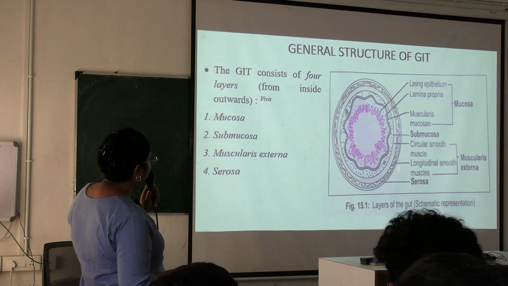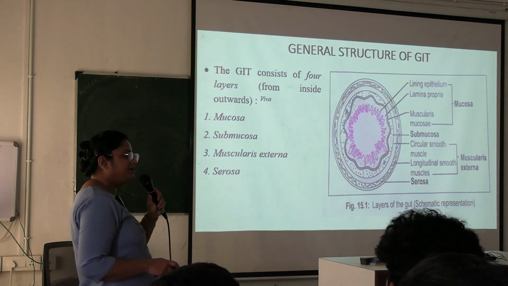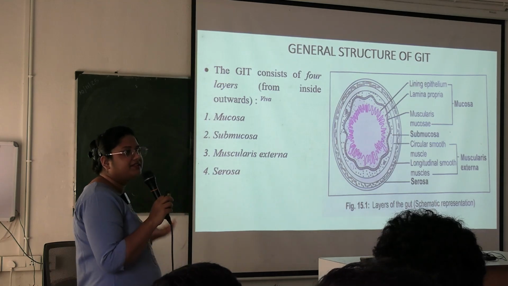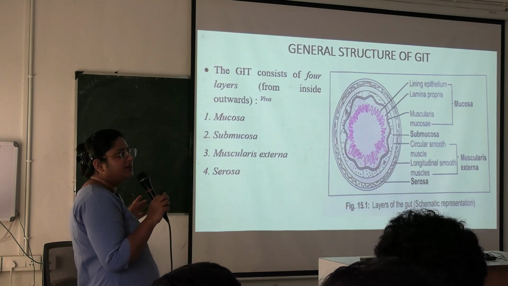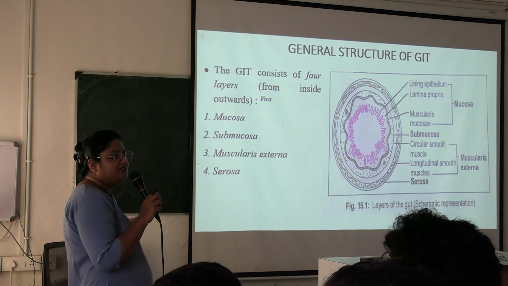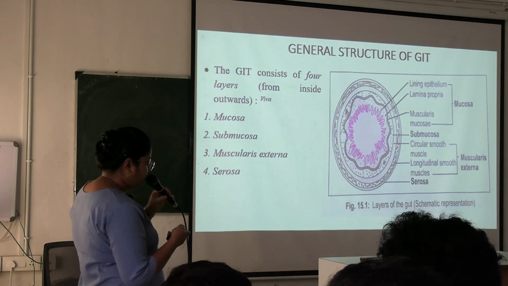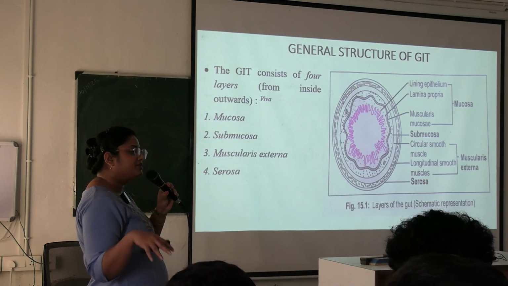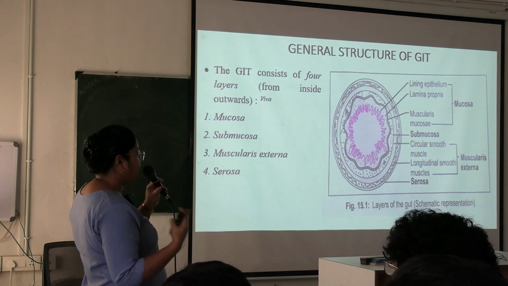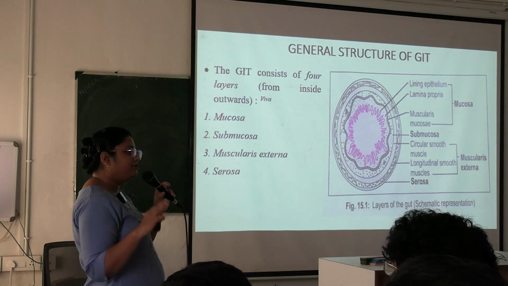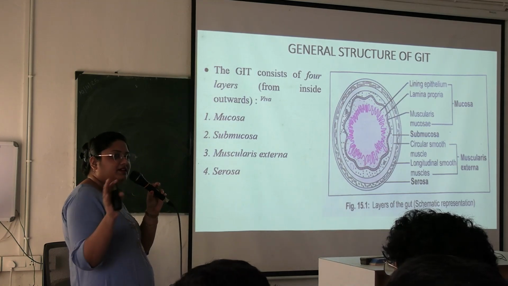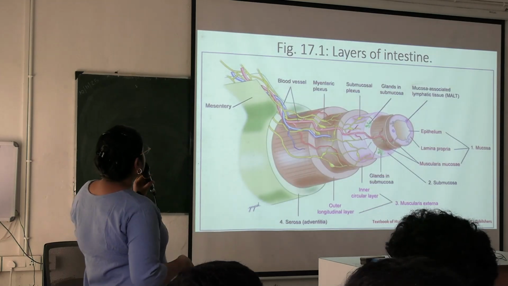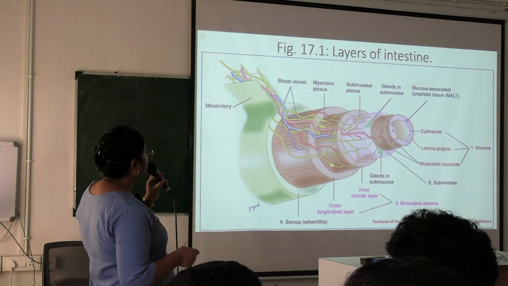Okay, and outermost is the serosa or adventitia. Serosa is where the peritoneum is present, covering the organ. Here you will say serosa; in other parts you will see adventitia. Okay, that is the difference. The component tissues are almost the same, a loose connective tissue layer, but they are named differently. Where the peritoneum is present, it is named serosa; in the other parts, it is named adventitia. So these are the layers from inside outward.